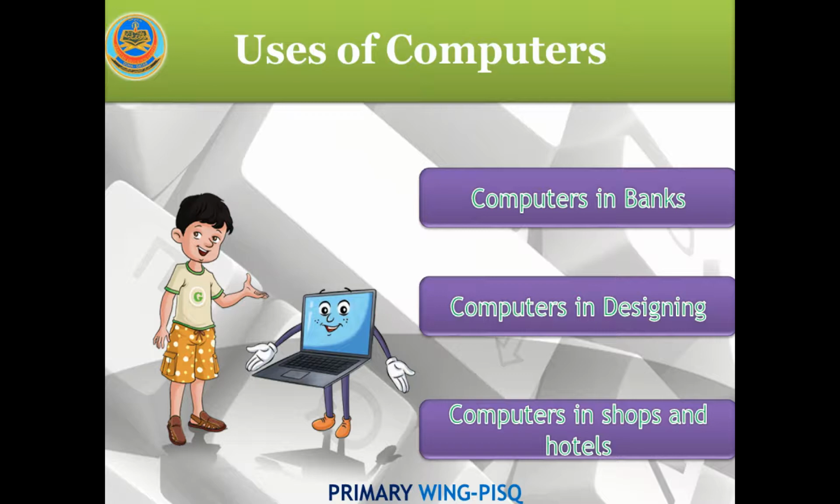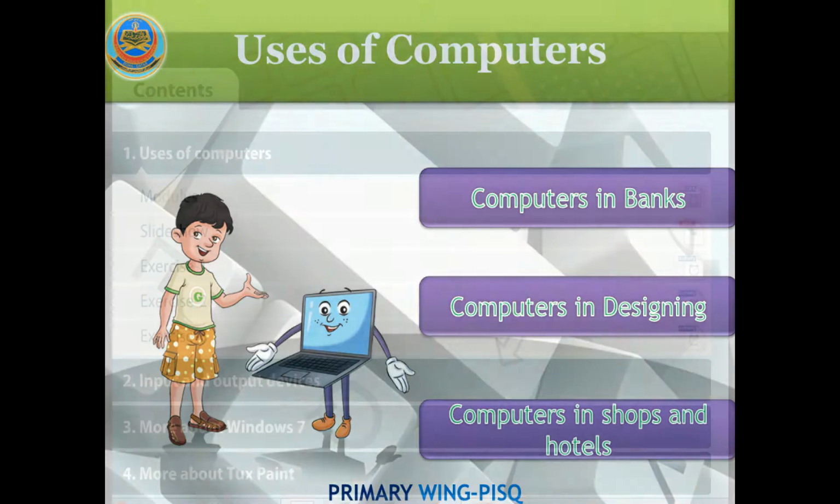And now the use of computers in shops and hotels. Computers are used in shops and hotels to maintain records of stocks and prices of items, preparing bills. Okay guys, now let's watch a wonderful video of Toggle and Goggle discussing the importance and use of computers in different fields of life.